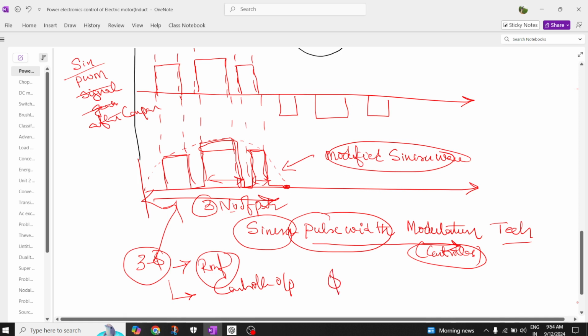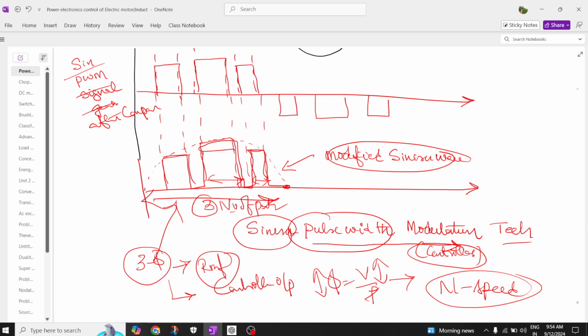It means flux phi is equal to V by F. We are going to control the output voltage automatically. If flux is controlled, automatically the speed of the induction motor is controlled. We are able to adjust the speed of the induction motor by controlling the voltage. How we are controlling the voltage is by using a technique called sinusoidal pulse width.